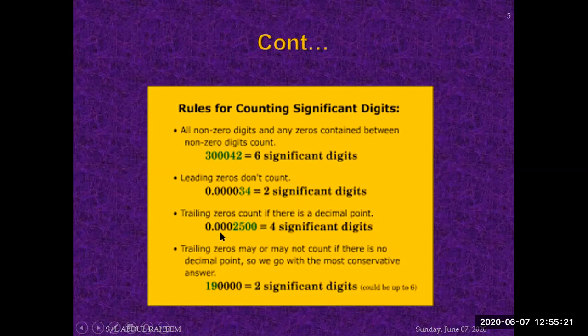Again, I'm repeating. Just after the point, these three zeros are not counted, but after 2, 5, there are two zeros. After the non-zero digits, these are counted. And now the number of significant figures is four.